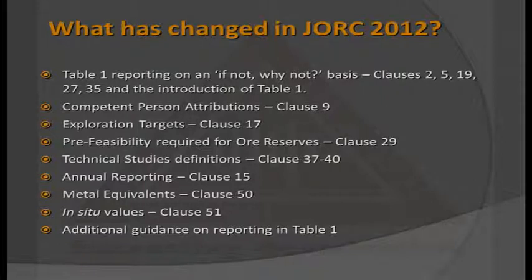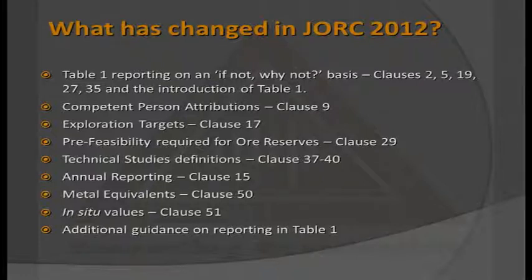So what has changed in the new code? Big change is the Table 1 reporting on an if not, why not basis. It's stated in the principles, clauses 2 and 5, and then clauses 19, 27, and 35 pertain to the reporting of exploration results, mineral resources, or reserves, respectively.